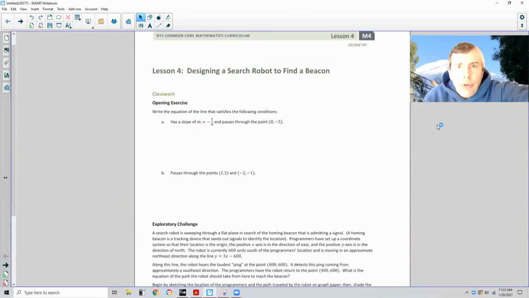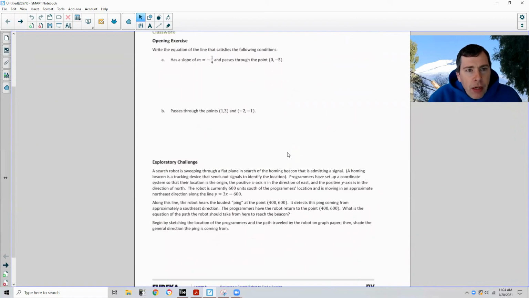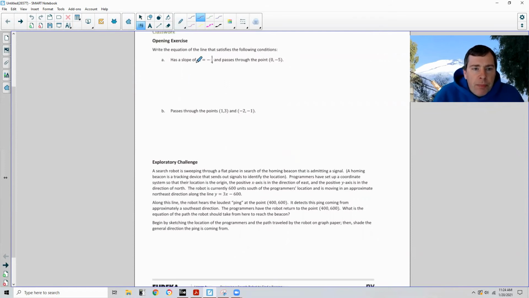Okay, lesson 4. Hello there. Designing a search robot to find a beacon. So we're going to design a robot in this lesson. How cool. Classwork opening exercise. Write the equation of the line that satisfies the following conditions. So this is a review from algebra. A line has a slope of m equals -1/4 and goes through the point (0, -5).